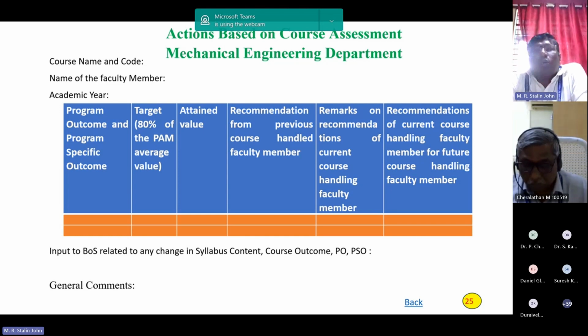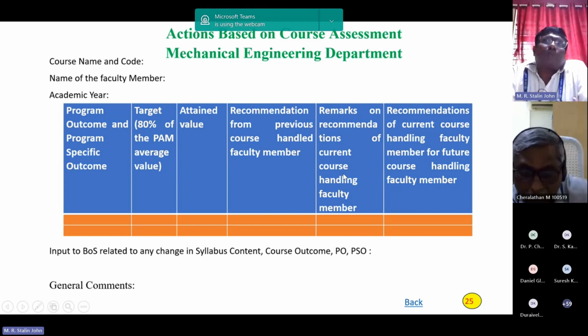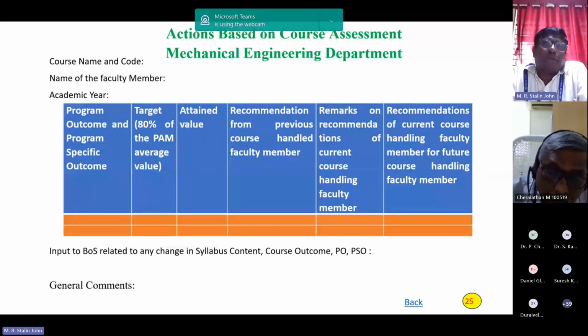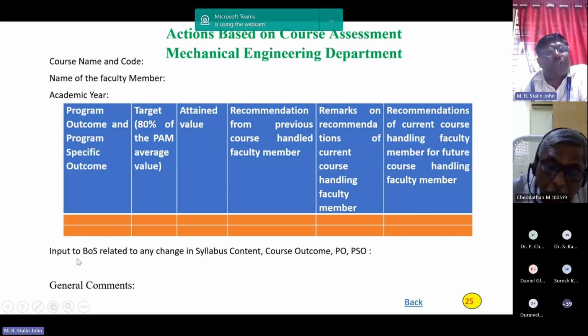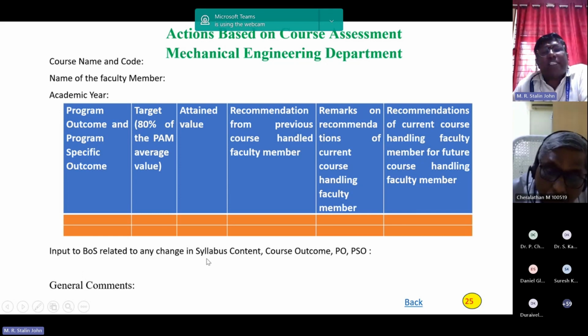How to improve? Okay, so the teaching learning process has to be a continuous one. The previous course handling faculty's remarks have to be passed to the next course handling faculty. The current course and faculty feedback should be passed on to the next course handling faculty. So the loop will continue, and similar to the previous one, we have given the BOS and any changes in the syllabus content and course outcome, that you can give here, and general remarks.